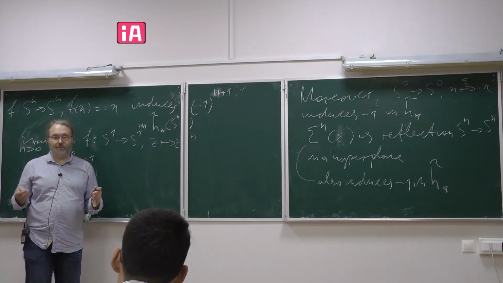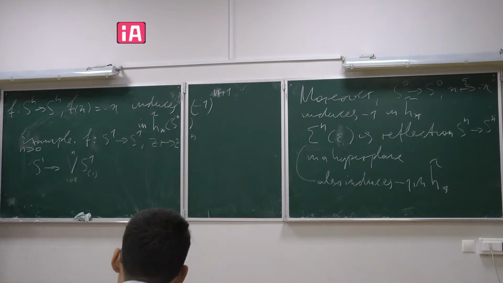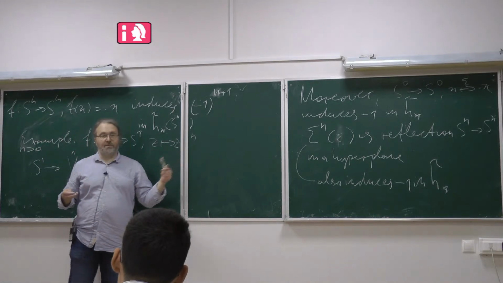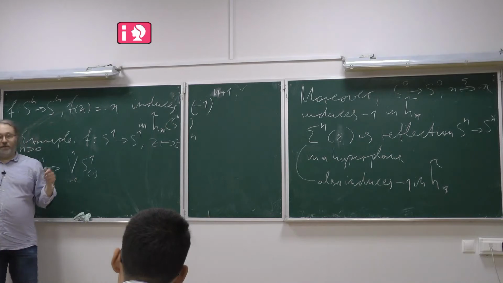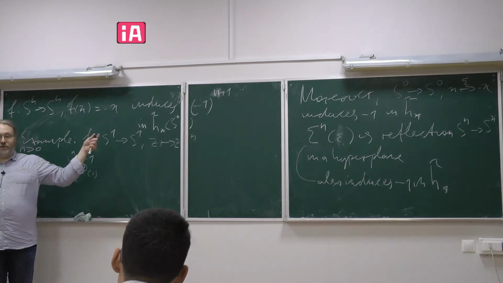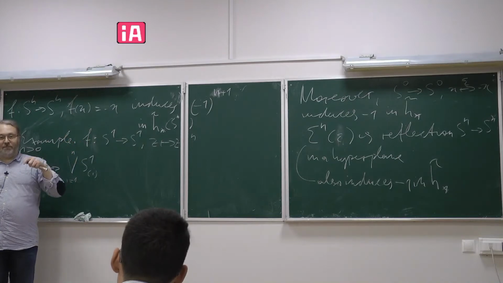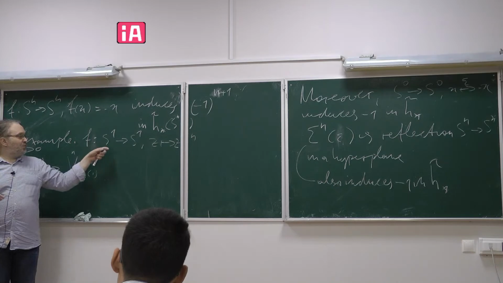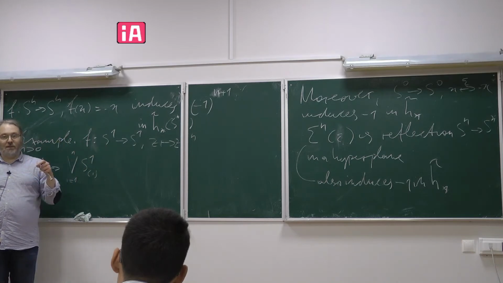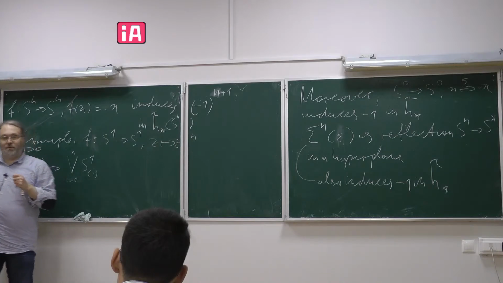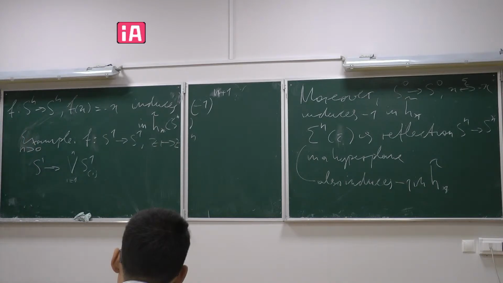Wait, you said we get 0 when it's the identity map? Yes, so if n is 0, the map is constant. And this means it factorizes through the map from S1 to a single point, and the reduced homology of a point is 0, because, more or less by definition.